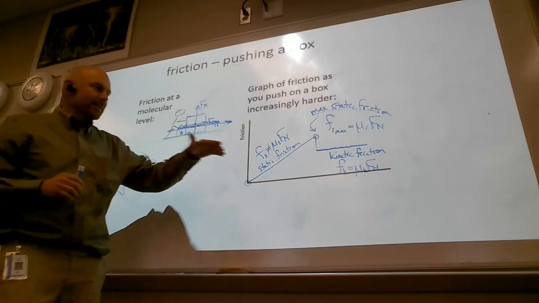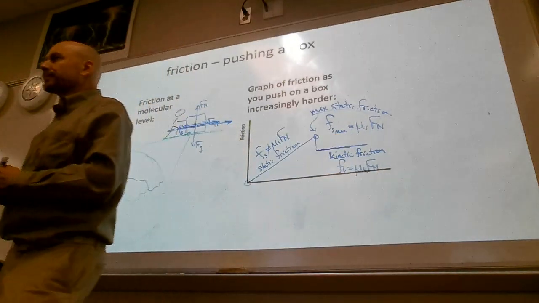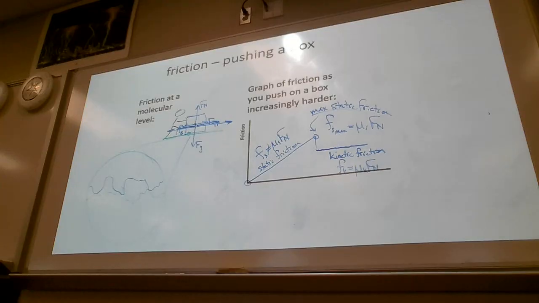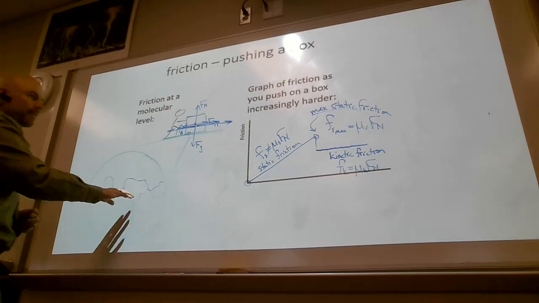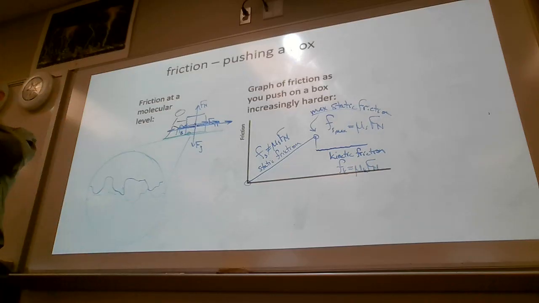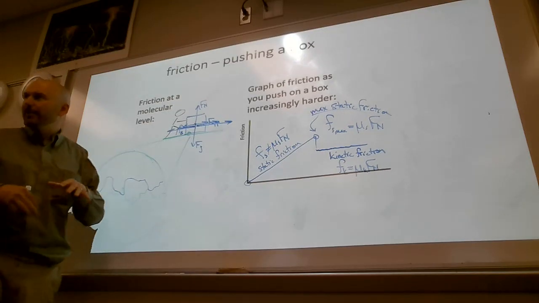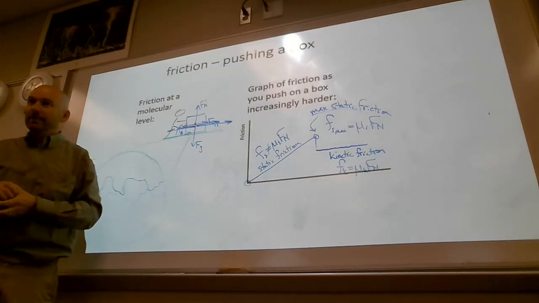So why did I draw this kind of bumpy-ish? Because the landscape across the molecular landscape varies. Sometimes I'm going through Kansas, sometimes I'm going through the Rockies. Okay, it's imperfect, but it's roughly around there. You all right with that?